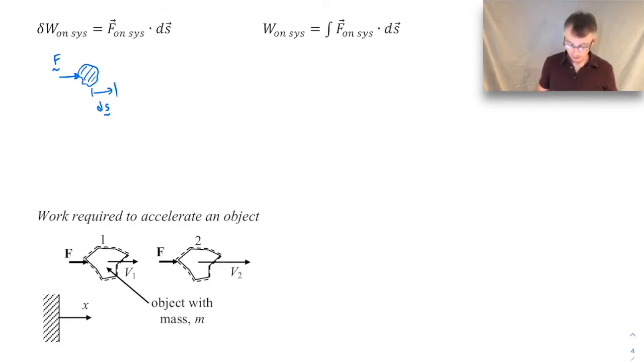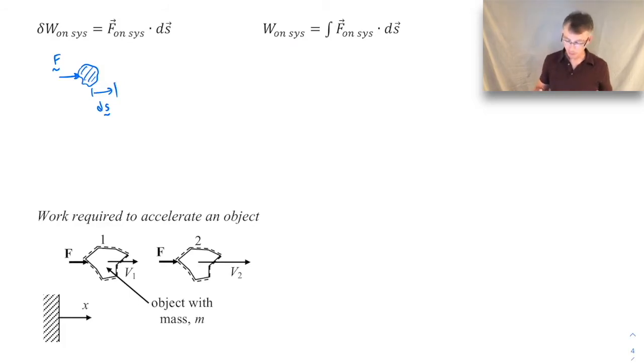Now this is just the small amount of work over a small displacement. If I want the total amount of work on that system over some finite displacement, then I have to add up all these little bits. And when we add those up, that's called an integral. So that's the integral here. So the work done over some larger displacement is the force as I move from my location 1 to my location 2, dot product with all the little displacements to get from point 1 to point 2. And I do that over and over again over the whole path that I've taken to go from point 1 to point 2. And that'll give me my total amount of work.